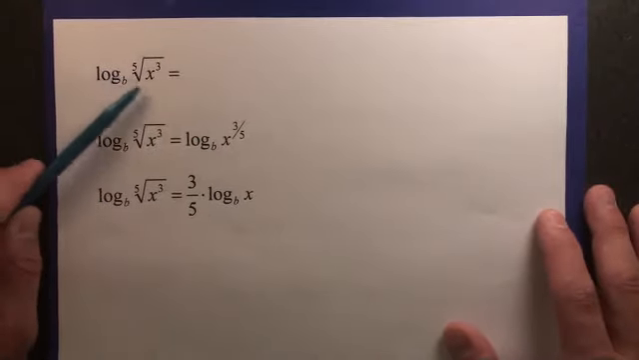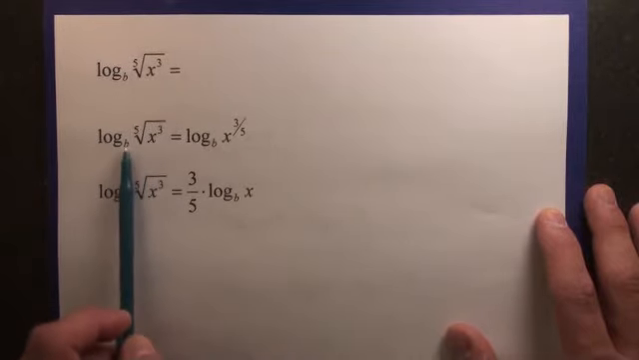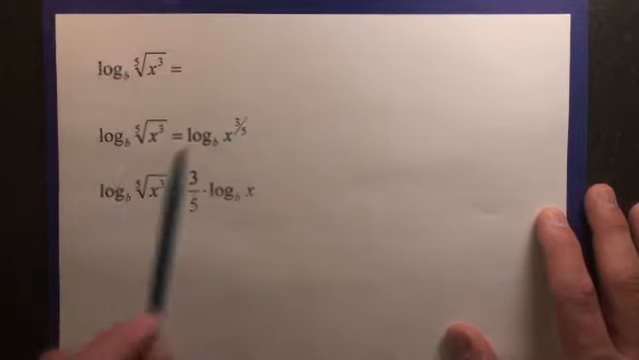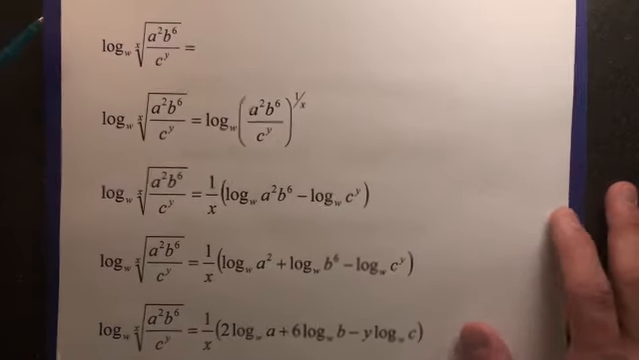Log base b of the 5th root of x cubed. You guessed it right. We're going to rewrite this as log base b of x to the 3/5 and bring the 3/5 down in front. We're all set. And then the last one here, a little bit more fun.